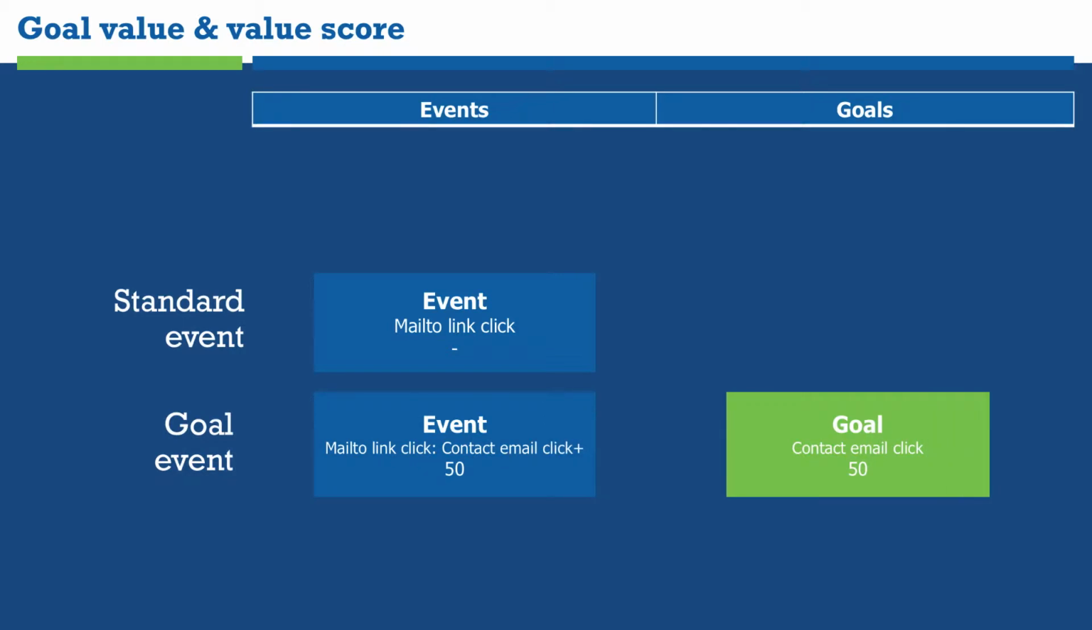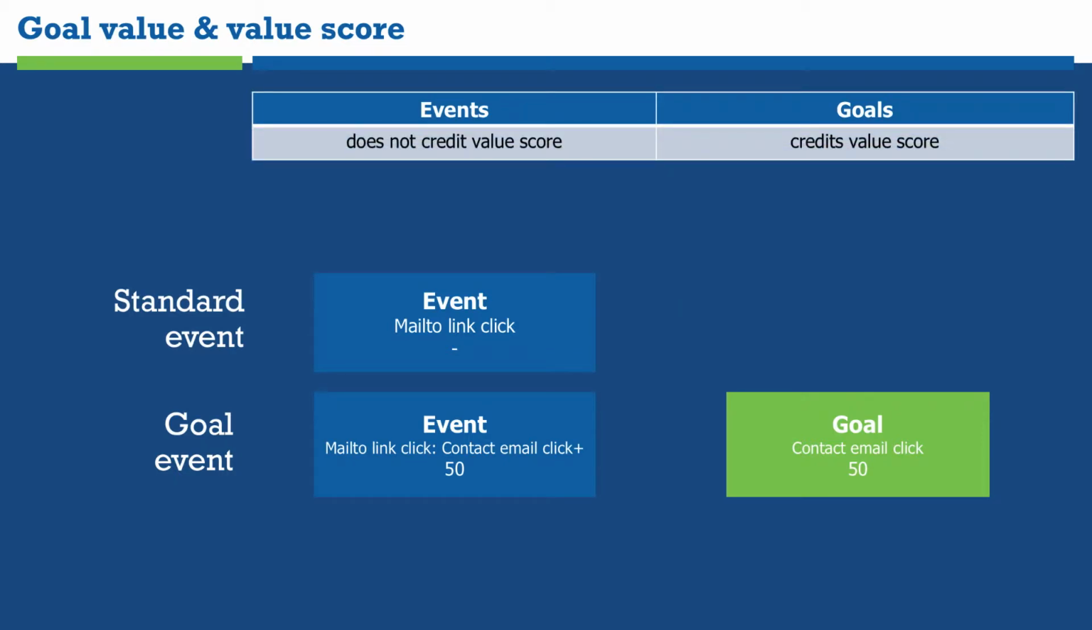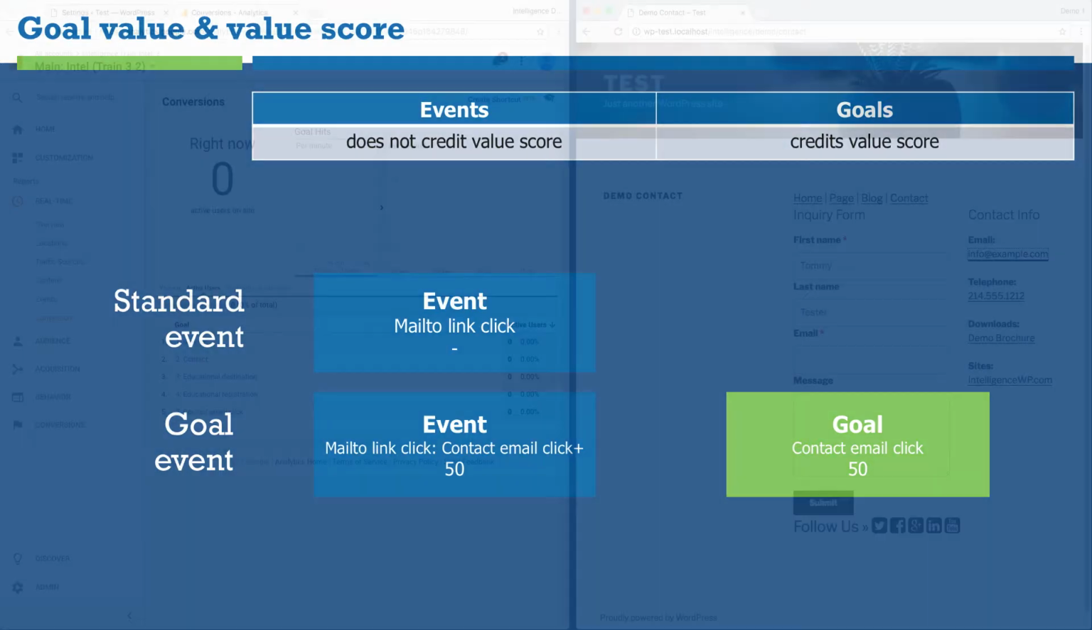In Intelligence, any event can trigger a goal simply by adding the name of that goal and a plus sign to the end of the event name. But something else very important happened with this change. Now when someone clicks email links, the value score for our website's increased by the goal values we set. In this case, it was set to 50.